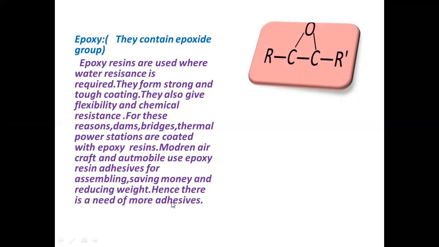So on bridges, dams, and thermal power stations, we use these types of paints which contain epoxy resins. As I told you, the epoxy resin contains a special type of group in its structure called epoxide. You can see in this image, this R is an alkyl group, two carbon atoms are attached with an oxygen atom, and this is another alkyl group. This type of structure is called the epoxide group. The epoxide group is present in epoxy resin. Inshallah, you will learn about these structures in grade 10.